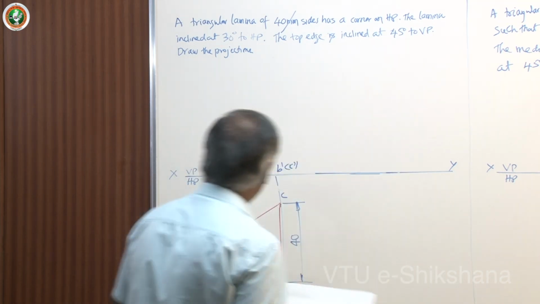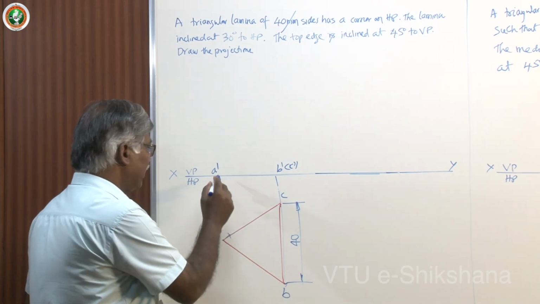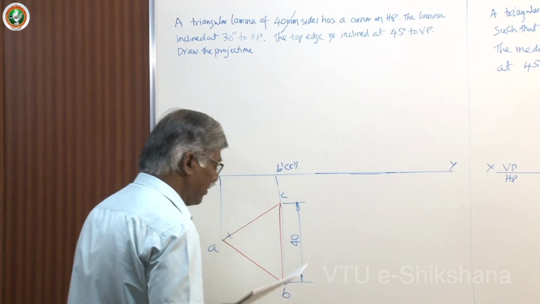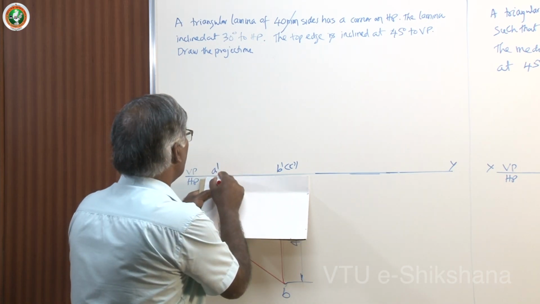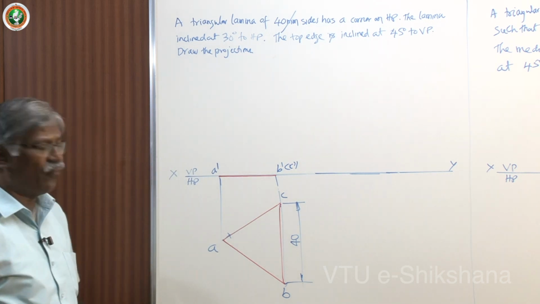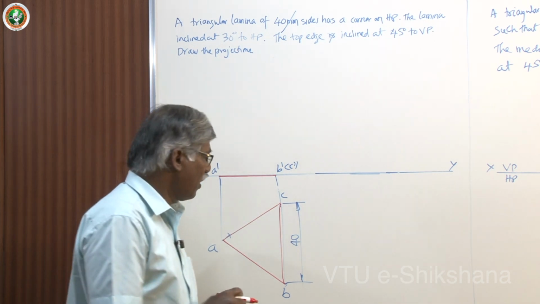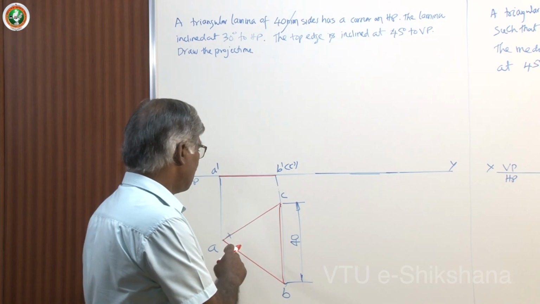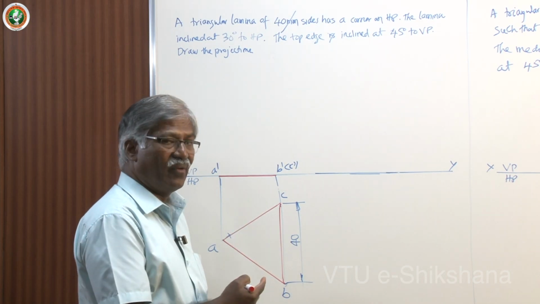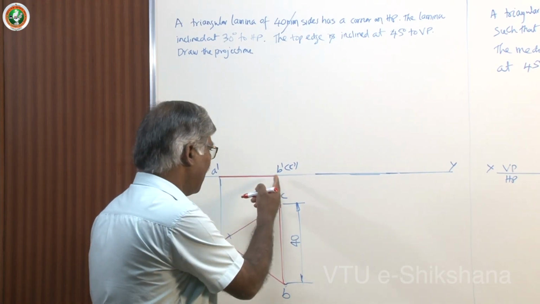Next comes the front view. So, this particular portion represents the front view dimension. I mean, dark it. So, this gets you the front view of the lamina, which is placed on the ground such that one of the sides is perpendicular to VP.